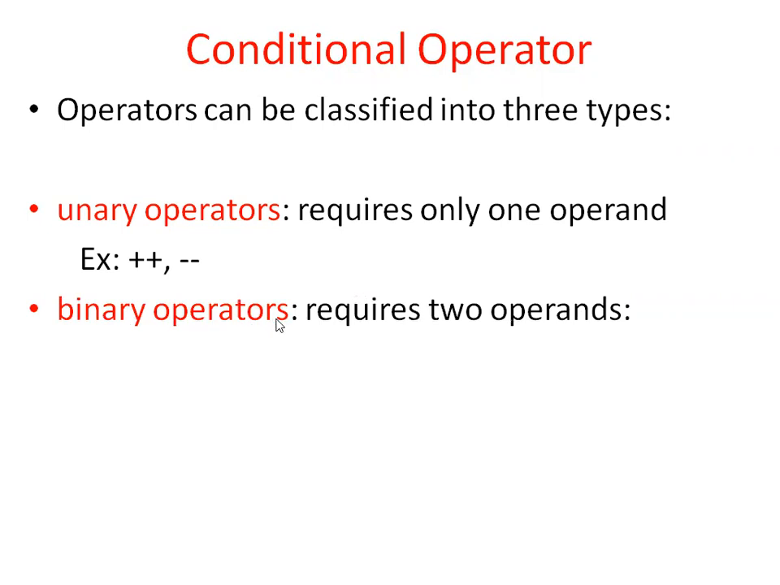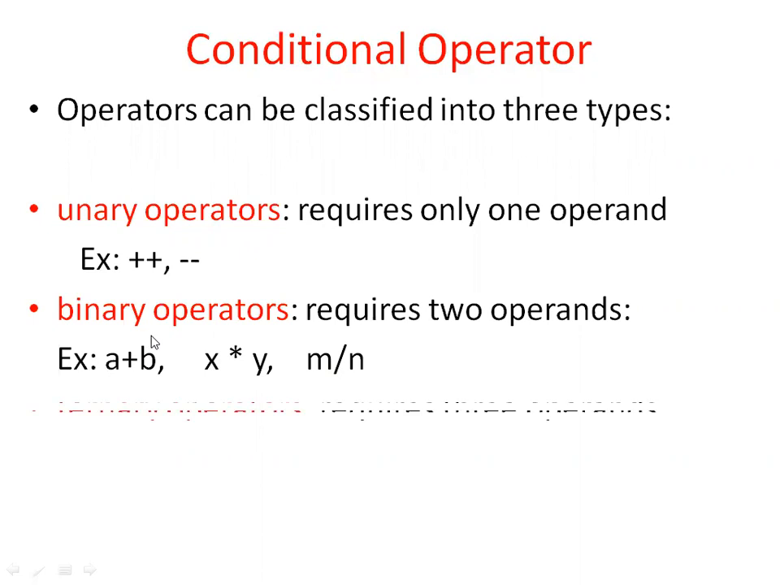The second type is binary operators. They require two operands. Example, the binary addition operator, A plus B. Here plus is called the operator and A and B are called operands. So it requires two operands. Similarly, the multiplication operator requires two operands, x star y. The division operator requires two operands, m by n. All these are binary operators.